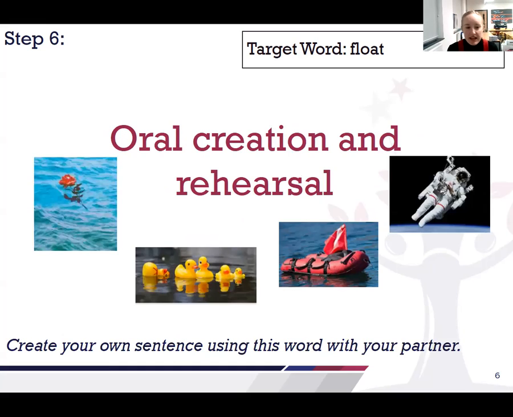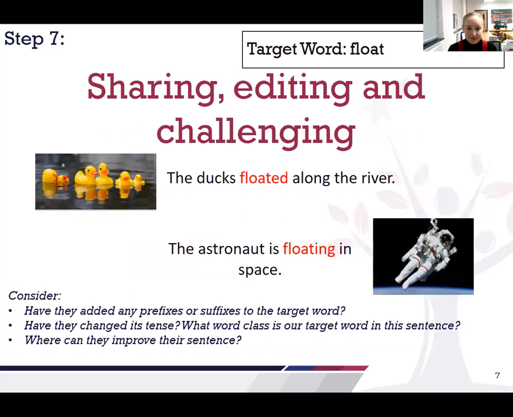So I've got a few pictures here on the screen and I want you to just have a little think in your head, which picture do you want to use, and can you say a sentence to describe one or more of these pictures with the word float in it. Okay, so have a little go, pause this video for me now. Super. So here are a couple of my examples that I've put together.